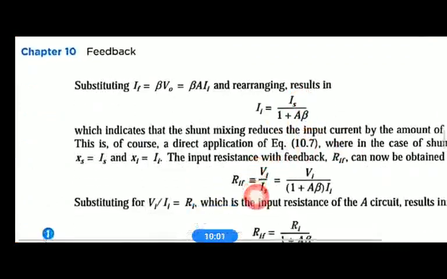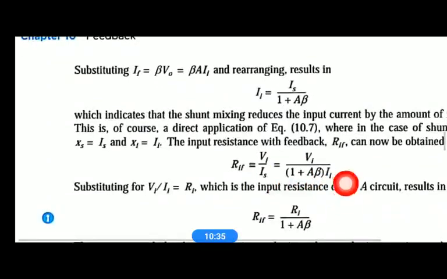Further, RIF is the input resistance looking from the points S and S dash in the above circuit, where the current flow is IS and the voltage between S and S dash is VI. So RIF is equal to VI divided by IS. Keeping VI as it is, we replace IS with (1 plus A beta) into II. We derive this on our board. IS is (1 plus A beta) into II.